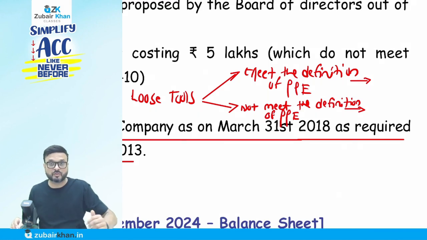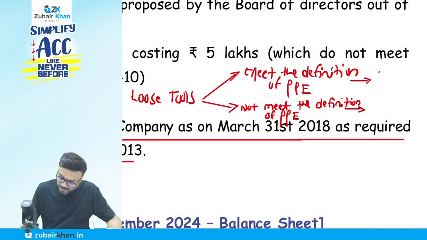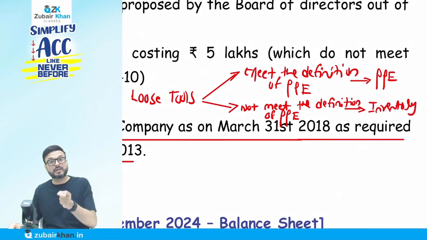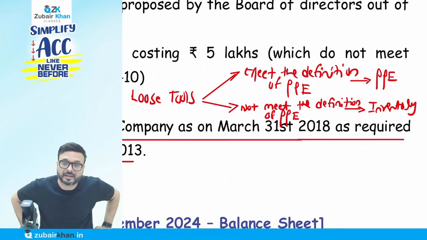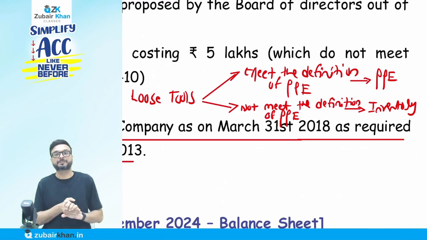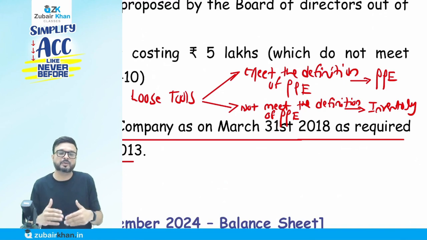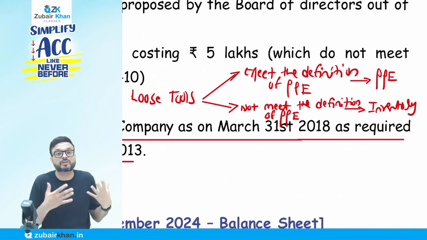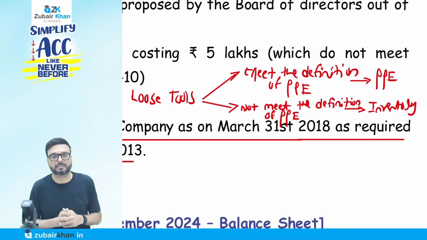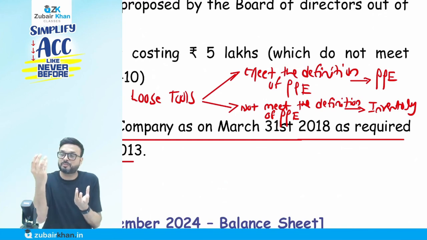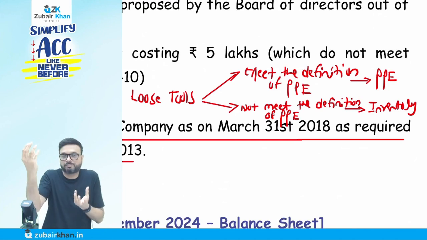If these loose tools meet the definition of PPE, then as per the accounting standard it will be recorded as PPE. If they don't meet the definition of PPE, then it will be recorded as inventory. Okay, write it down. But don't worry. This point will be covered in accounting standard 2 as well as accounting standard 10, because inventory is AS 2 and PPE is AS 10. Just for reference right now, write it down. But the detailed discussion is going to come in AS 10 that day, because you don't know the technical definition of PPE right now. But remember that any loose tool, if it meets the definition of PPE, then PPE. If it doesn't meet the definition of PPE, inventory.